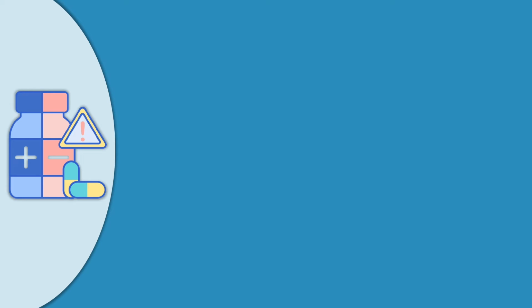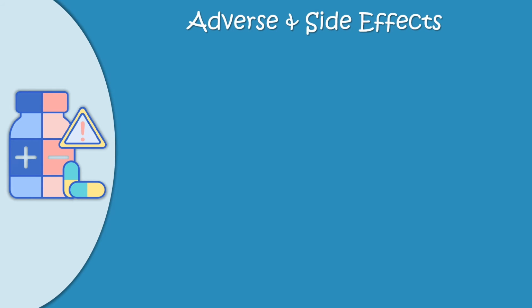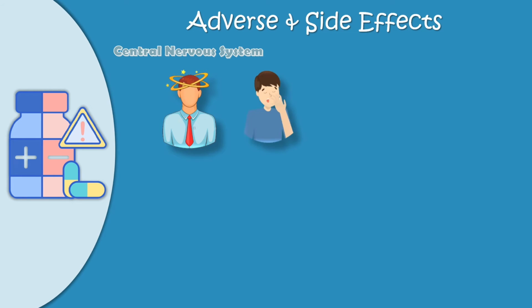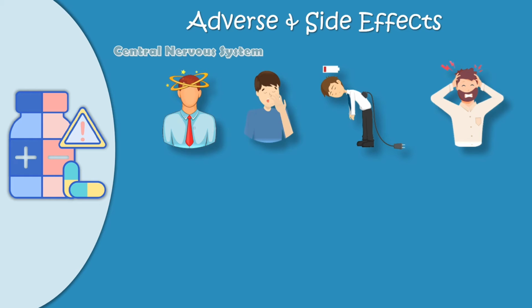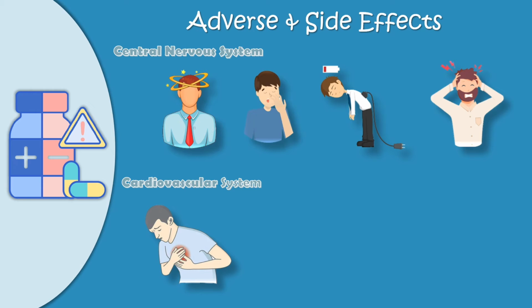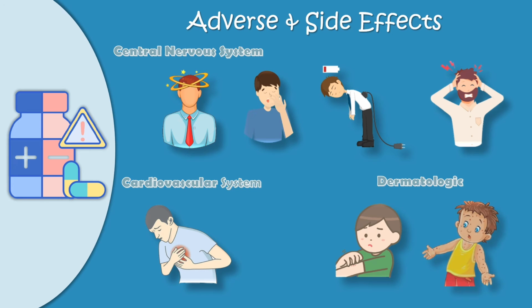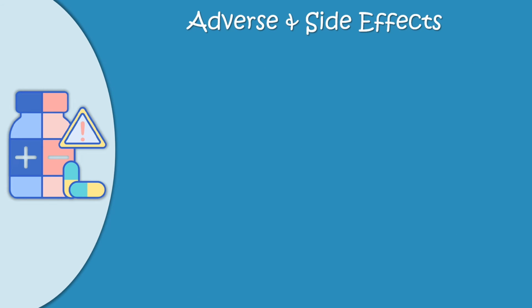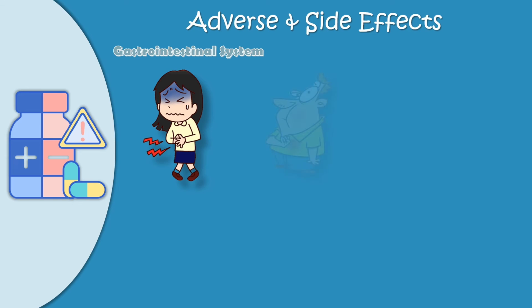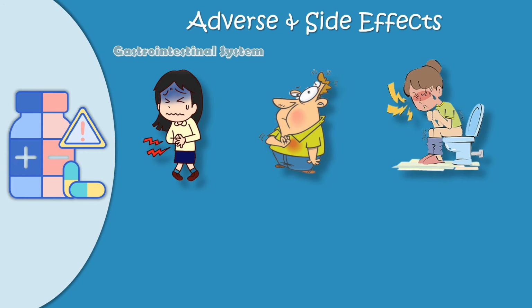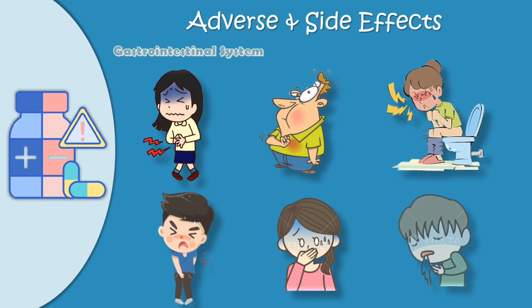Like any other drugs, I also have adverse and side effects. For the central nervous system, I have 4 adverse and side effects, which are dizziness, drowsiness, fatigue, and headache. My adverse or side effect in the cardiovascular system is chest pain. I also have dermatologic adverse or side effects, which are skin rashes and itchiness. Lastly, my adverse and side effects in the gastrointestinal system are abdominal pain, acid regurgitation, constipation, diarrhea, nausea, and vomiting.